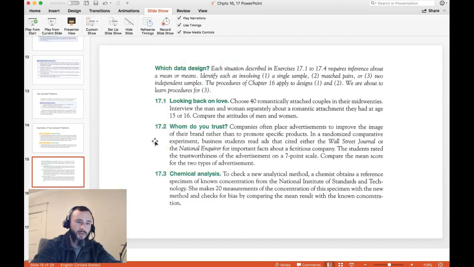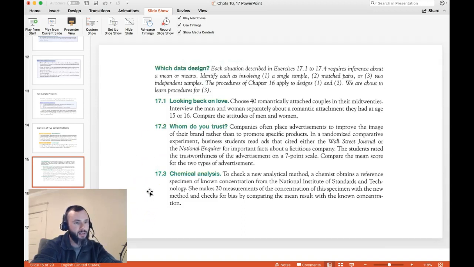Example 2, whom do you trust? Companies often place advertisements to improve the image of their brand rather than to promote specific products. In a randomized comparative experiment, business students read ads that cited either the Wall Street Journal or National Enquirer for important facts about a fictitious company. The students rated the trustworthiness of the advertisement on a 7-point scale. Compare the mean score for the two types of advertisements. This involves two independent samples, so we would do a two-sample problem. Those students who read the Wall Street Journal and those who read the National Enquirer. Okay, so we would do two-sample for this.